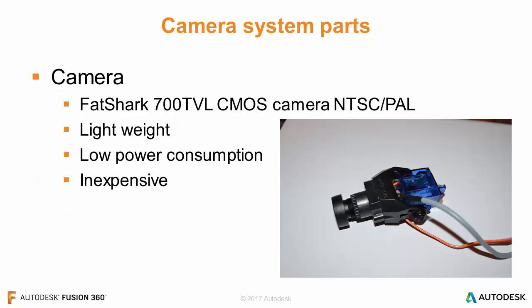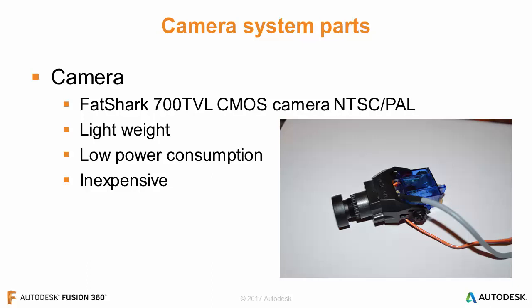So first, let's talk about the camera. The Fat Shark 700 TVL CMOS camera is a good system because it has a few things going for it. The CMOS type camera is lightweight, it has low power consumption, and because of the technology is fairly inexpensive. The specific unit has a few extra things going for it.